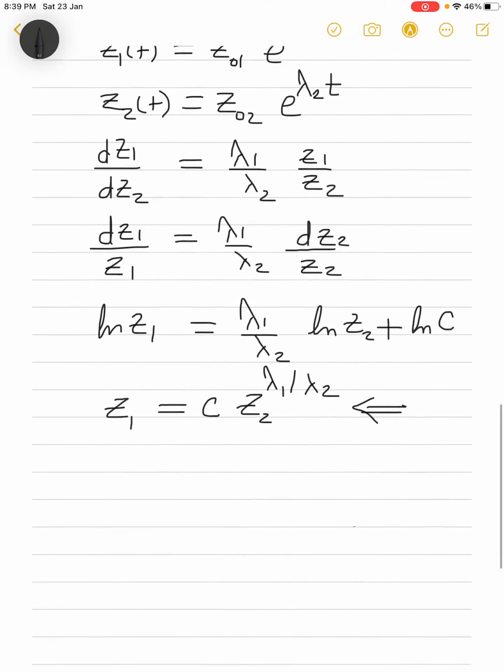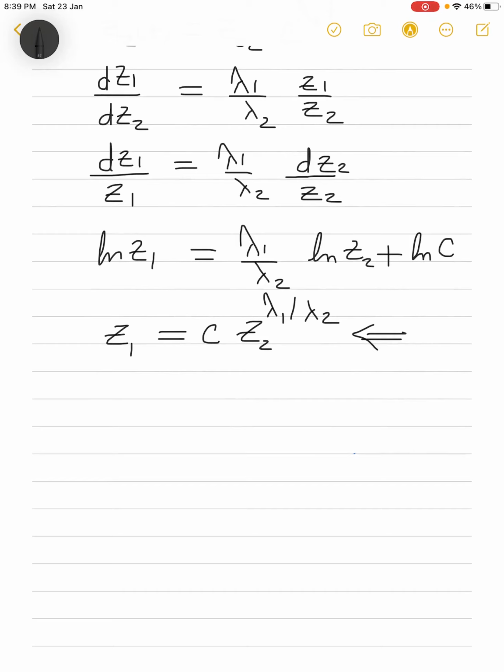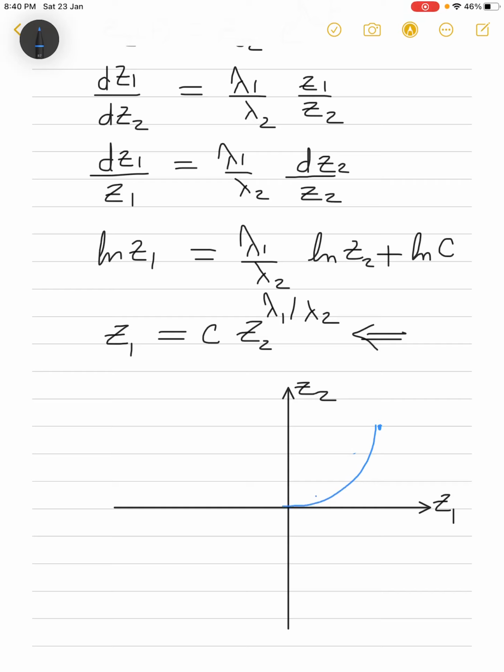So if we would like to plot the solution, we can take z1 as the horizontal axis and z2 as the vertical axis, and of course we are going to assume some initial condition, and we know that the system will go exponentially to the origin. However, since lambda 2 is faster than lambda 1, we expect the solution to reach z2 equal to 0 faster than z1. So the plot would be something like this.